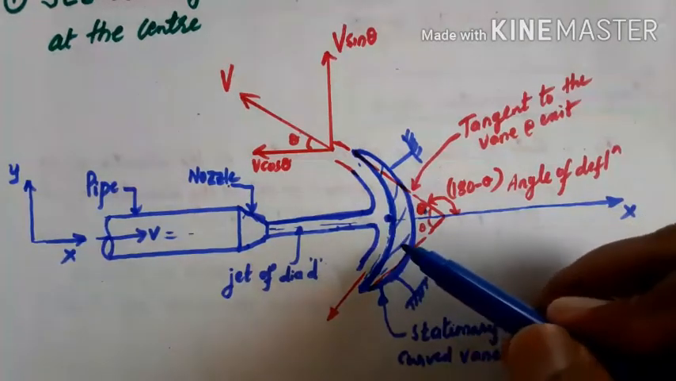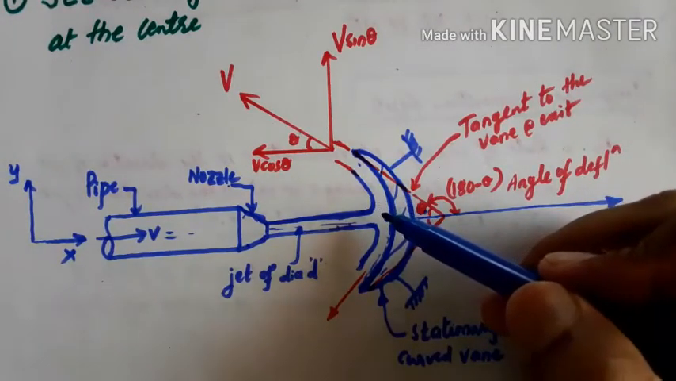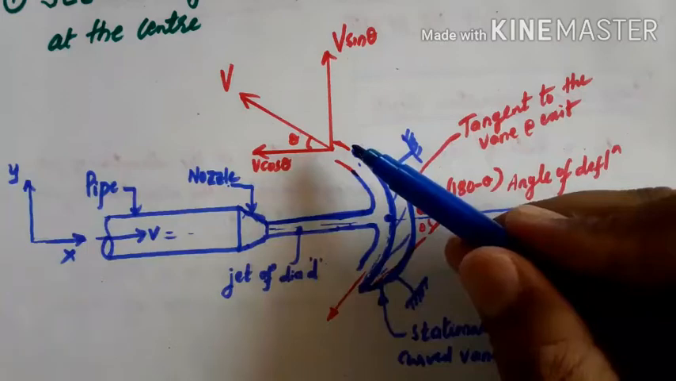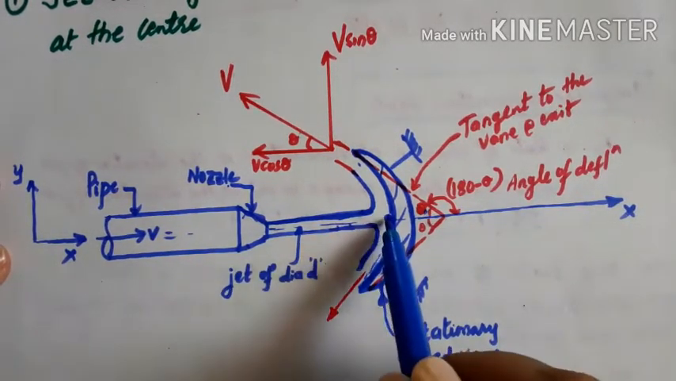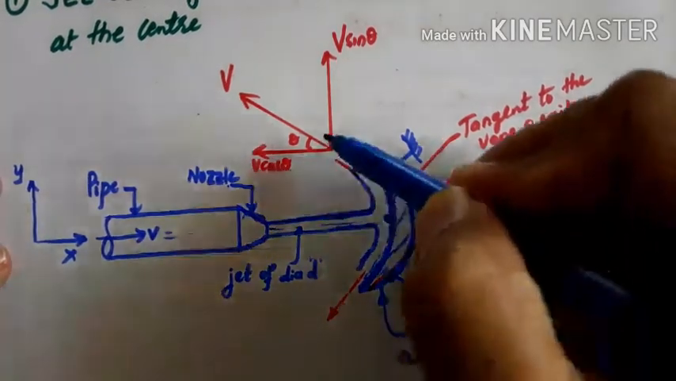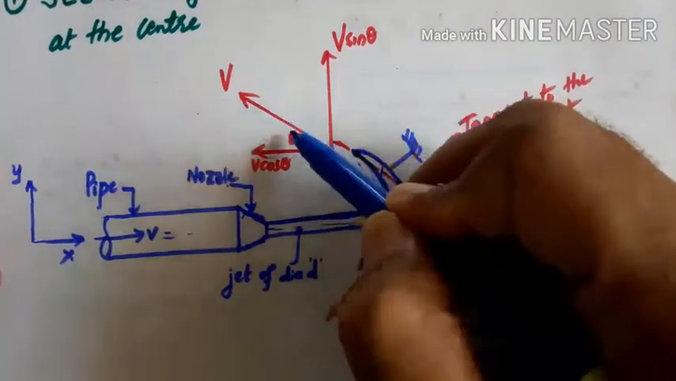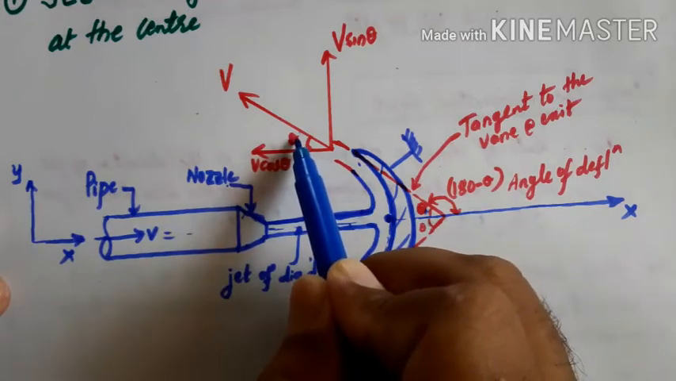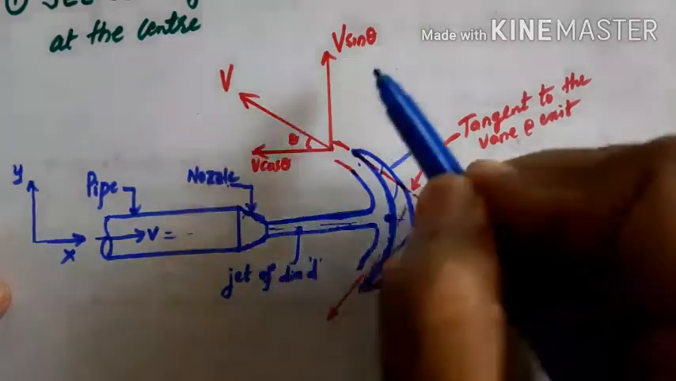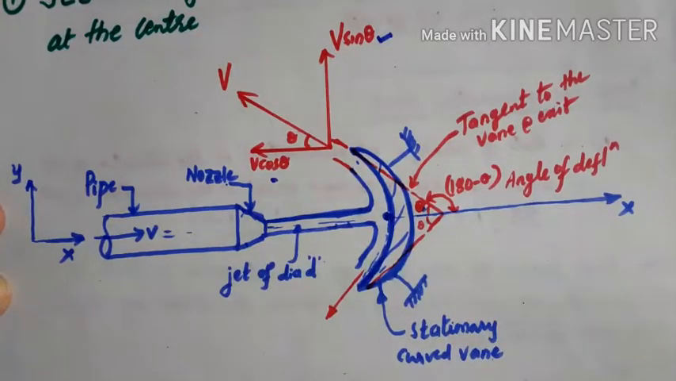Then the liquid jet, after striking the vane, glides over the surface of the vane and comes out with the same velocity v. So it is coming with velocity v here and striking at the center, then it glides over the surface and comes out with the velocity v, which will be making an angle of theta here. Then we have to resolve this velocity. One component we get as v sin theta and another we get as v cos theta here.